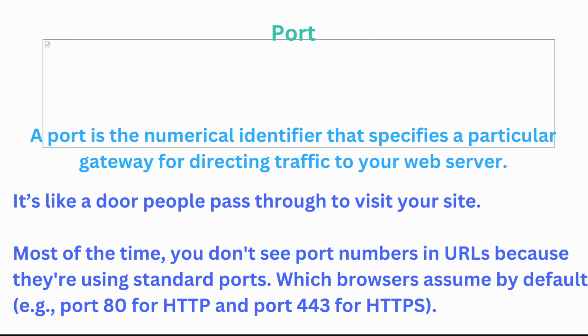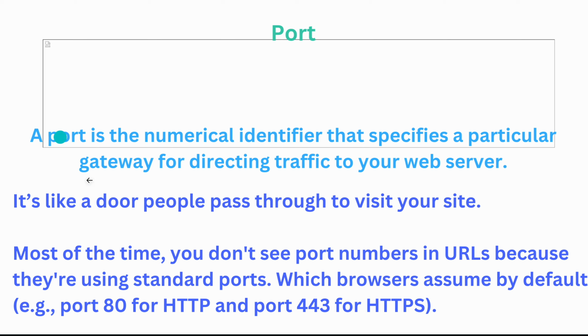So port is the numerical identifier that specifies a particular gateway for directing traffic to your web server. So something is coming to your website, right? You're typing google.com, connecting to the Google server. What will happen? It will try to access the server. This request is coming in on a gateway, and that gateway has some number. Like I'm typing only google.com, so by default that is port 80. So that is the gateway providing access to the server.